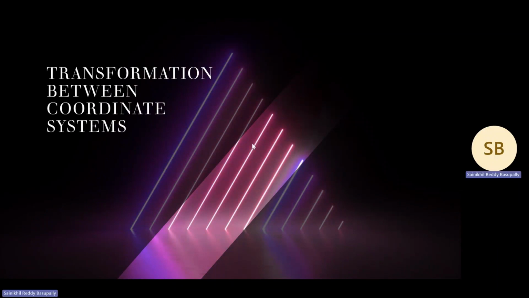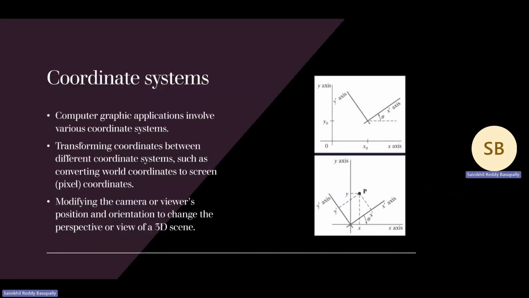Good afternoon, everyone. Today I'm going to present about transformation between coordinate systems, and later on I'm going to talk about 3D transformations. So coming to transformation between coordinate systems, generally computer graphic applications involve various coordinate systems. Transforming coordinates between different coordinate systems, such as converting world coordinates to pixel coordinates, and modifying the camera or viewer's position and orientation to change the perspective or view of a 3D scene. So transformations between coordinate systems are very essential for computer graphic applications.